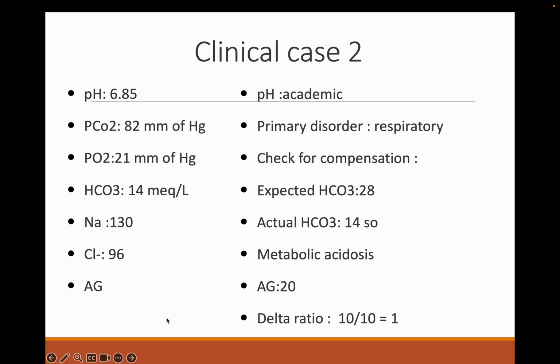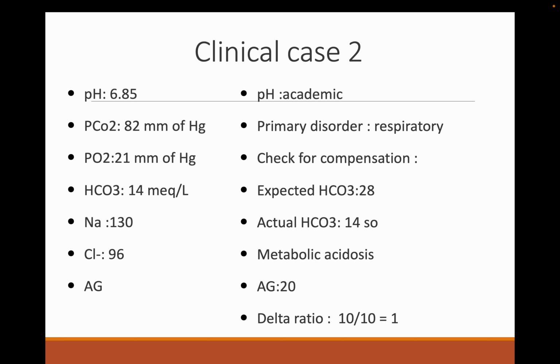Bicarbonate, so anion gap is 20 minus 12, or rather, the anion gap is 20. Normal anion gap, if you are not including potassium, is 10 plus or minus 2. If you take the anion gap difference as 10, and the bicarbonate difference, 24 minus 14, is also 10, then 10 by 10 is 1.